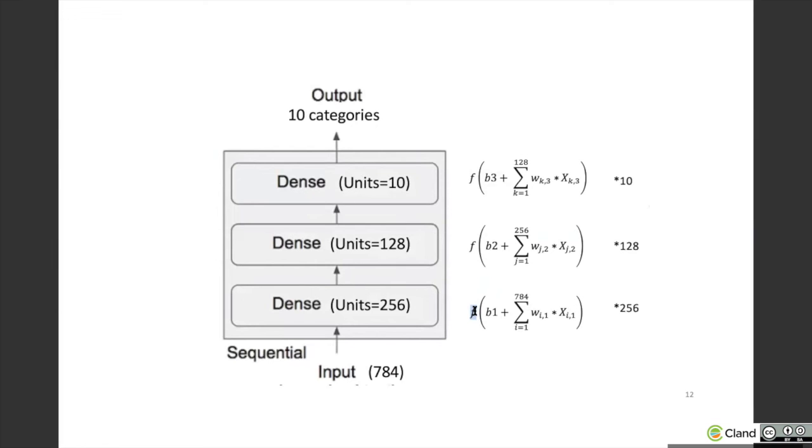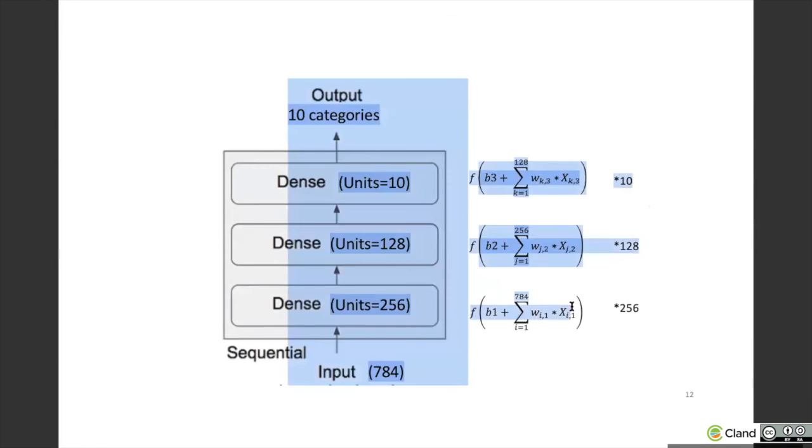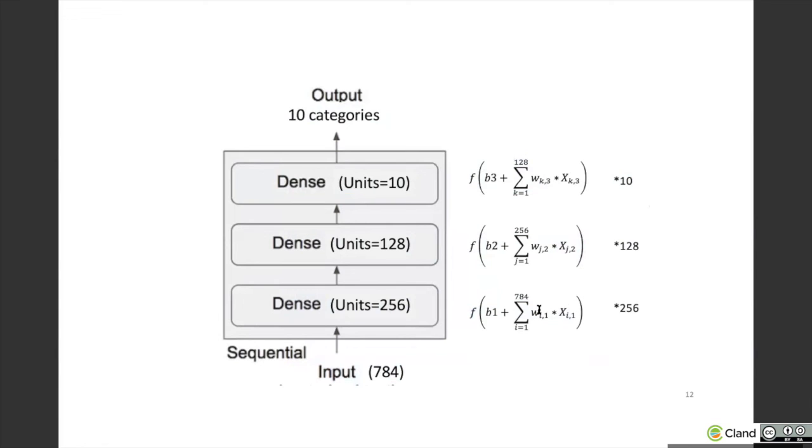But what is important is that we have 256 functions like this one. It means that this layer includes a very large number of parameters, because each one of these functions includes one intercept and a lot of regression coefficients. In fact, it includes 784 regression coefficients because we have 784 inputs. It means that each one of these functions includes already 785 parameters.